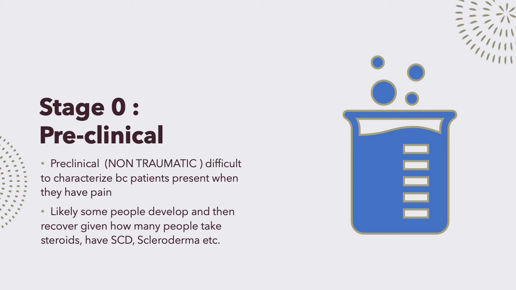Stage 0, or the preclinical phase, non-traumatic, is difficult to characterize because patients typically present only when they have pain. It's likely that some people develop and then recover from avascular necrosis, given how many people are exposed to oral corticosteroids and alcohol, or have medical comorbidities that predispose them to AVN but never present with pain or other signs or suggestions that they have AVN.